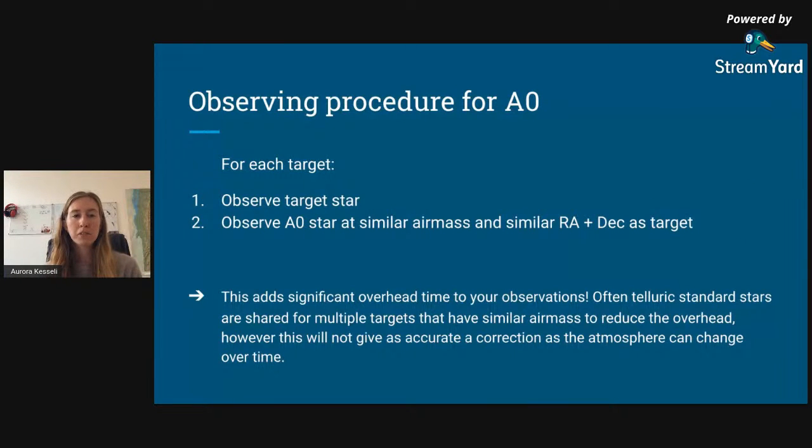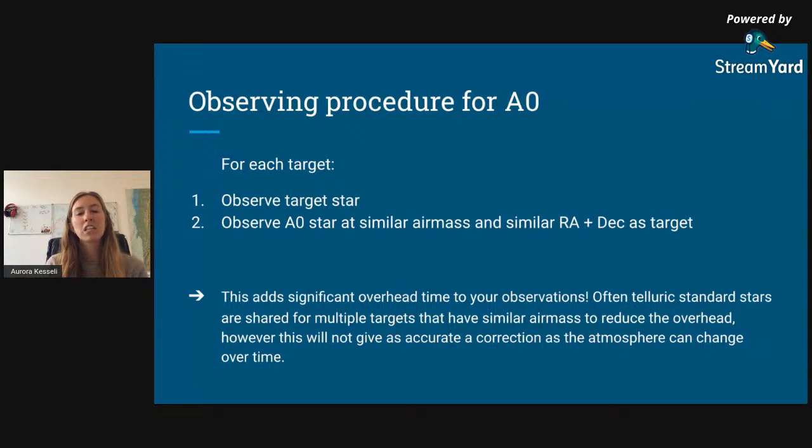So the usual procedure that we use if you want to correct with an A0 star is you would observe your target star, so whichever star you would like for your spectrum. And then you observe an A0 star at a similar air mass, which means at a similar altitude and at a similar right ascension and declination. So basically as close to the target in space as you can.